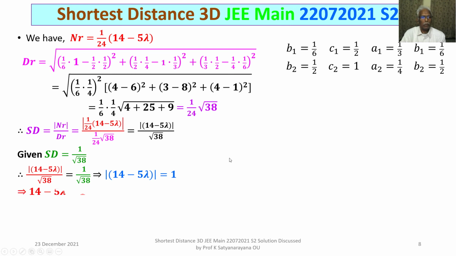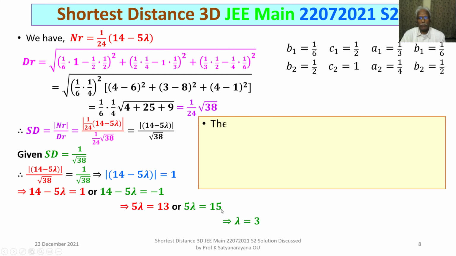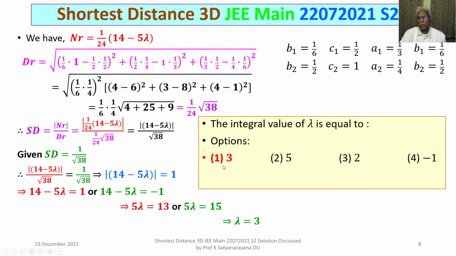That will imply 14 minus 5 lambda is equal to plus or minus 1. 14 minus 5 lambda is equal to 1 will give you 5 lambda is equal to 13. 14 minus 5 lambda is equal to minus 1 will give you 5 lambda is equal to 15. So the integral value of lambda will be, 5 lambda is equal to 15 gives lambda is equal to 3. So what are the options given to us? Options 1, 2, 3, 4 are before us, and lambda is equal to 3, the integral value, appears as option 1. So therefore our answer is option 1.